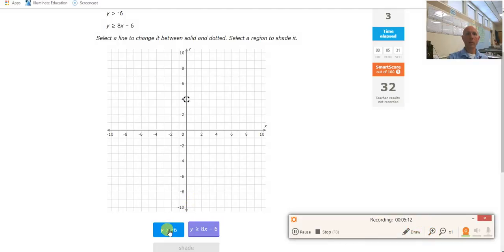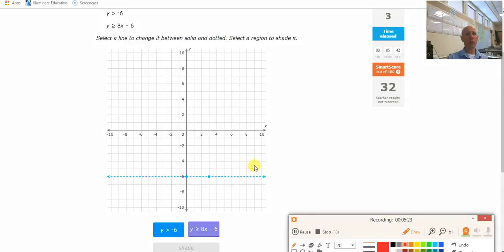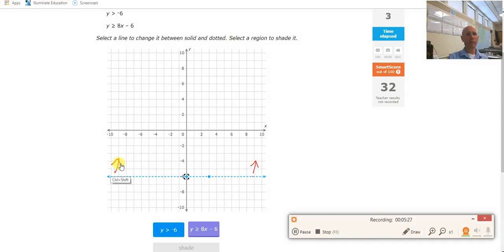Okay, y equals -6. I'm just pretending like it's an equation. It's dashed. Now let's test it against 0, 0. Is 0 greater than -6? That's true, which means I'm shading above this line.